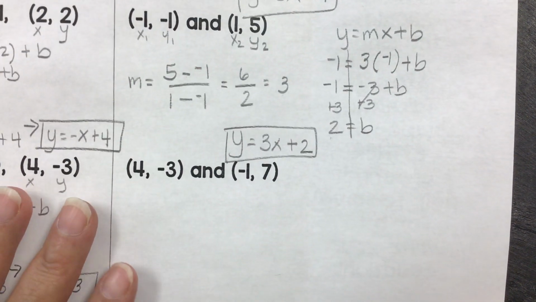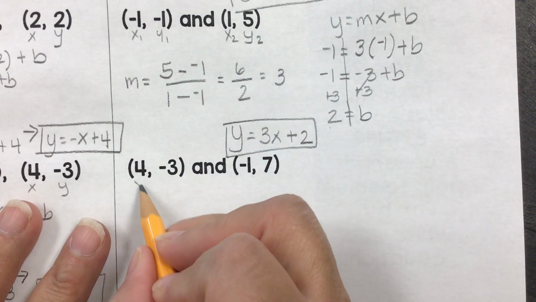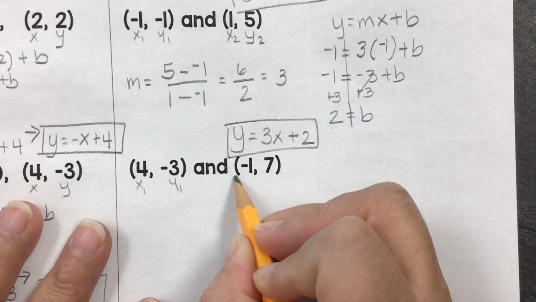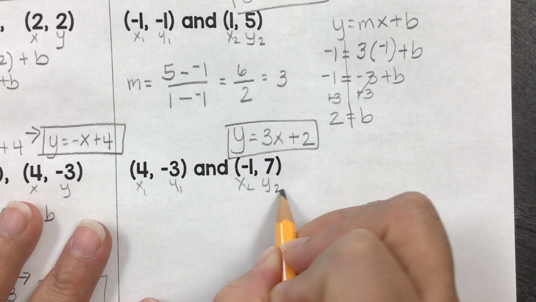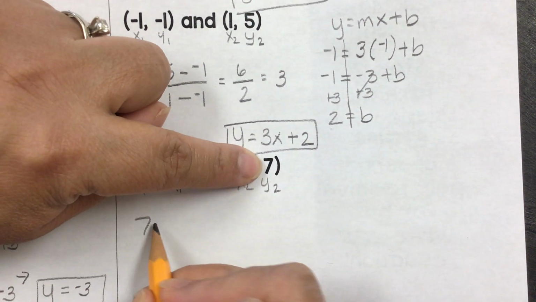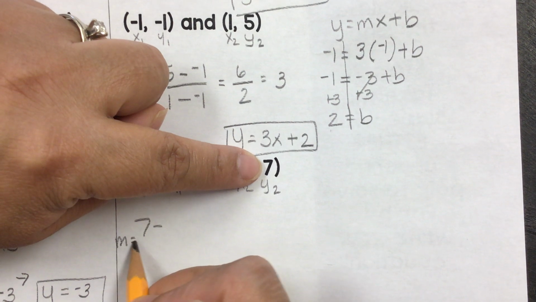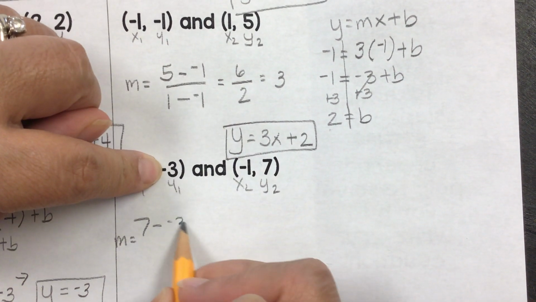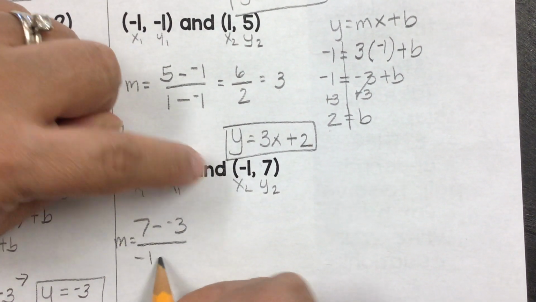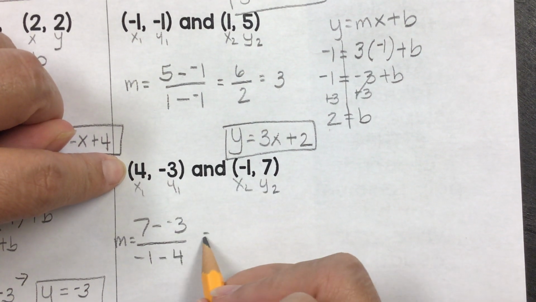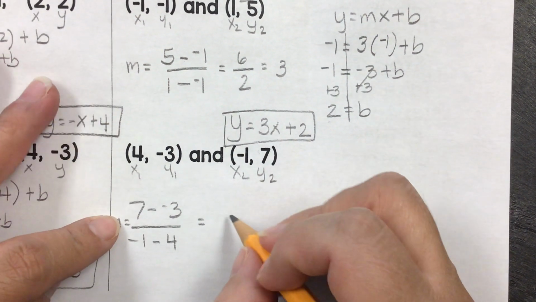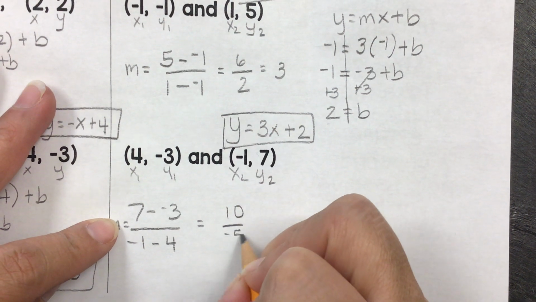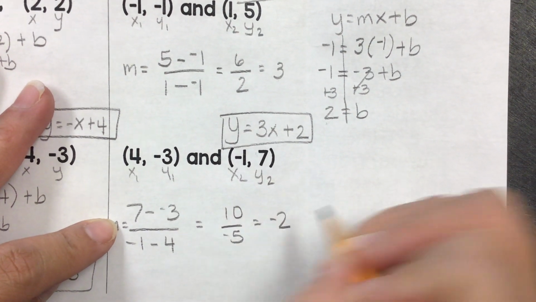And then the last one for this section, x1, y1, x2, y2. So we have m equals 7 minus -3 divided by -1 minus 4. That's going to give you 10 over -5. -2 is your slope.